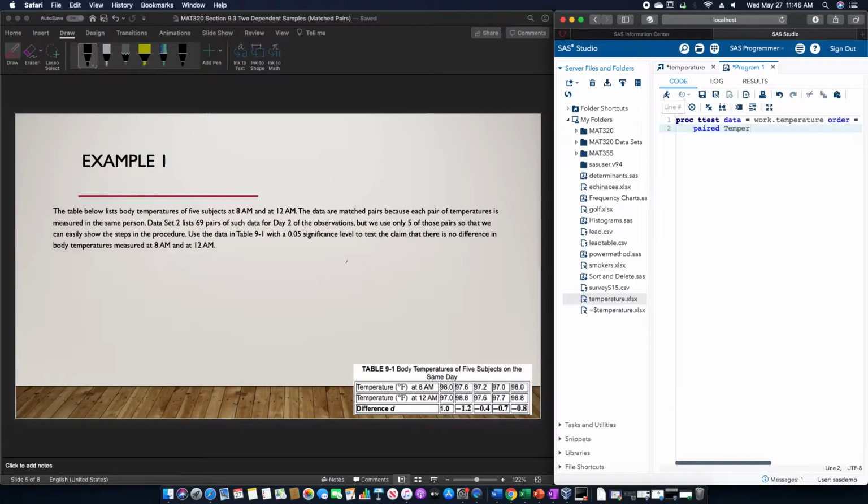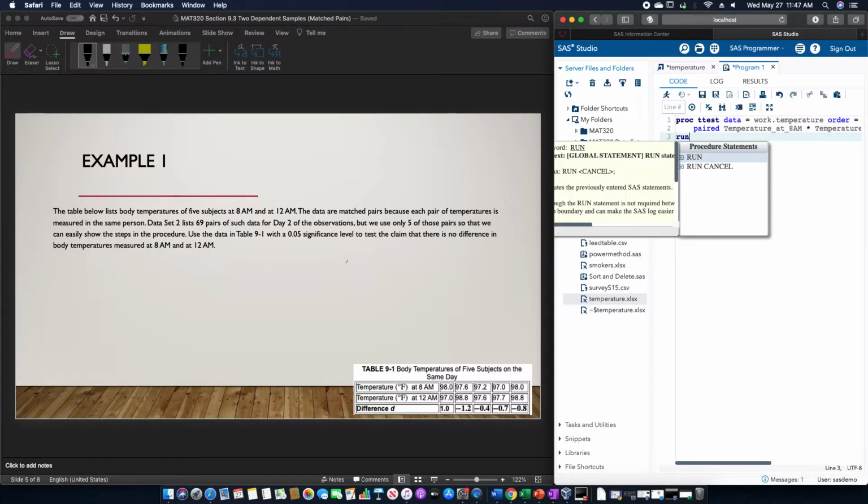We use temperature at 8 a.m. So typing it the same exact way it was coded in the Excel file, but we have to use underscores instead of spaces. Times temperature at 12 a.m. And then we're going to run this.